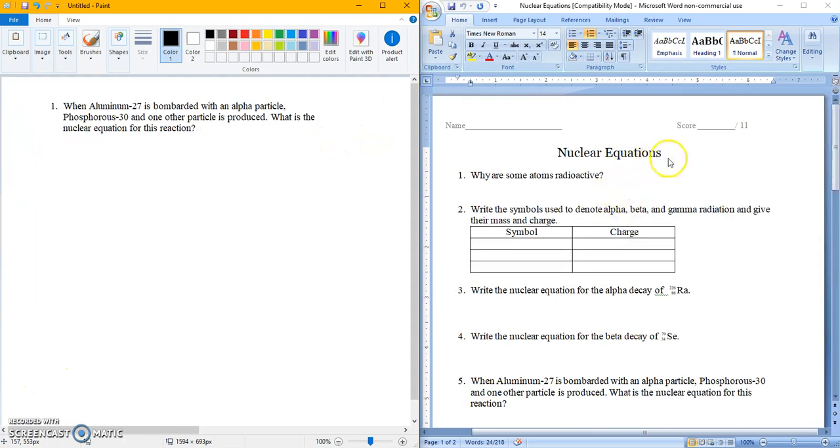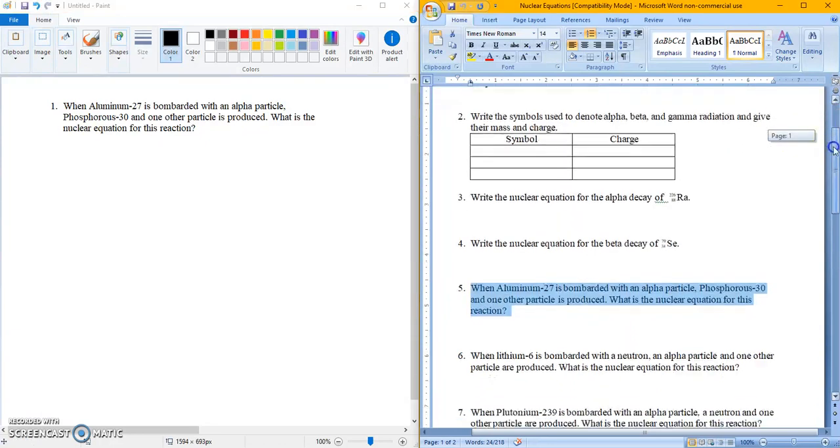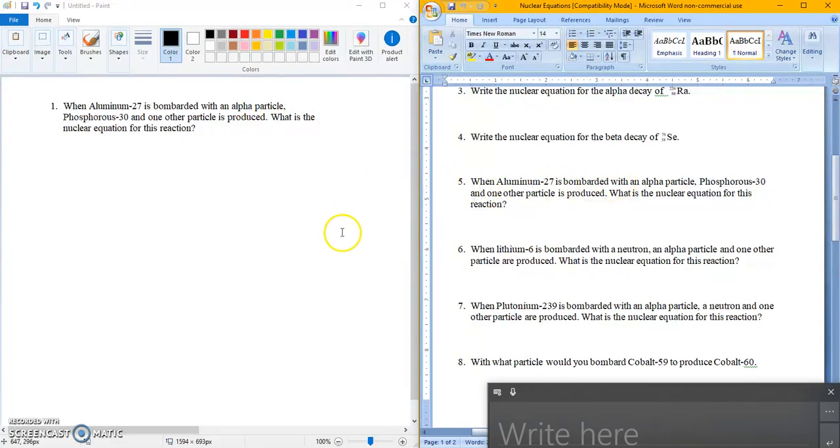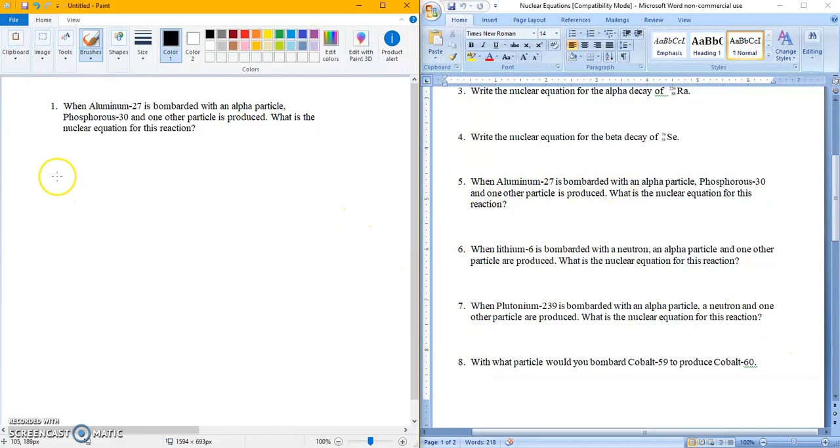Before we move on, I'd like you to go to your nuclear equations worksheet. If you don't have that, you can find that in Canvas under your assignments. And I wanted to go over another example that uses a little different wording. This one is talking about aluminum 27 is bombarded with an alpha particle. So the first thing I need to do is start off with aluminum 27. I look on the periodic table and aluminum is number 13.